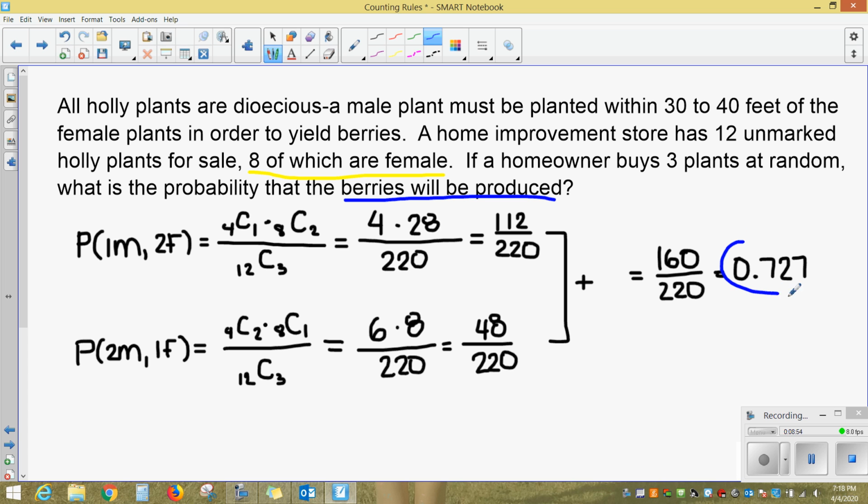Okay, if I just grab 3 plants at random off that shelf at the nursery, 3 plants out of the 12 that are there, I've got a 73% chance almost of coming home with enough male and female combinations that I should get berries on my plant.